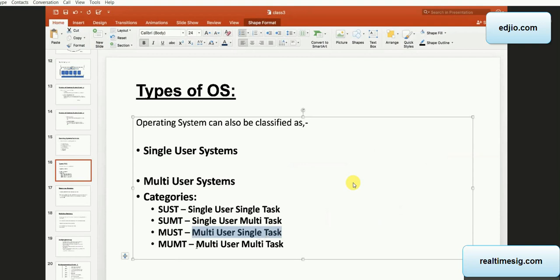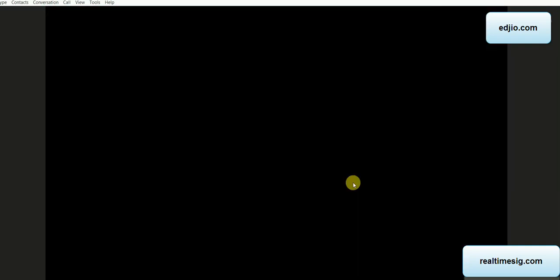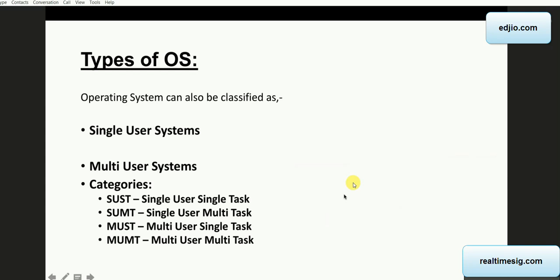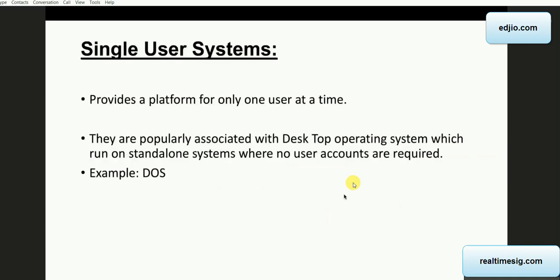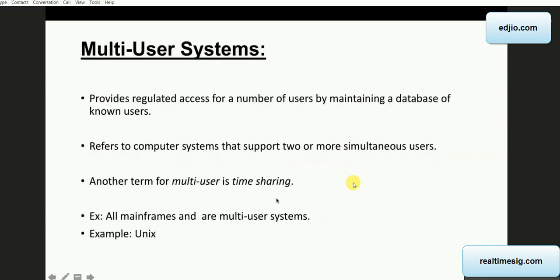Then we have the multi-user multitasking operating system, the most complex of all four, where it supports multiple users and each user can assign or create multiple tasks in the operating system. So let's understand what multitasking means.